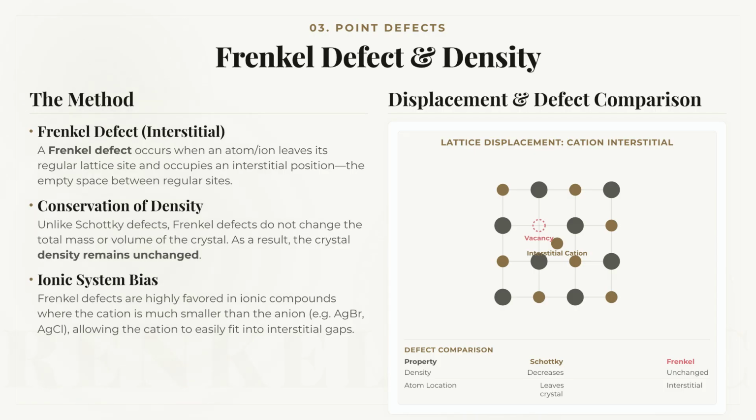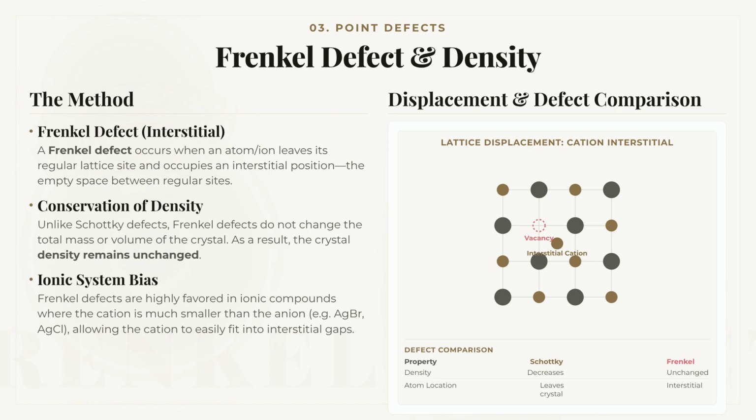Thus, both Schottky and Frenkel defects arise due to thermal motion, but they differ significantly in their effect on density. Schottky defects decrease density because atoms are missing from the crystal. Frenkel defects do not affect density because atoms remain within the crystal.